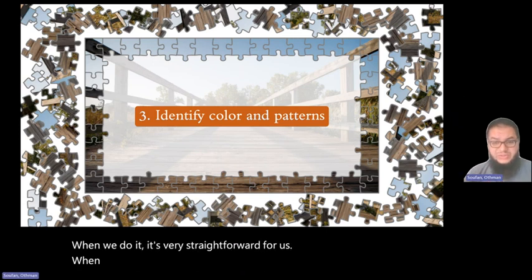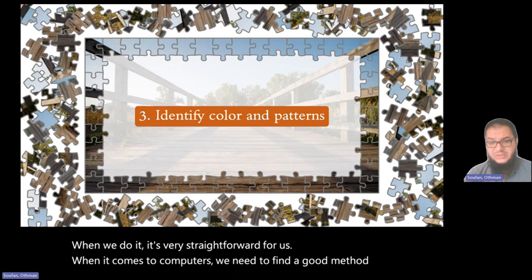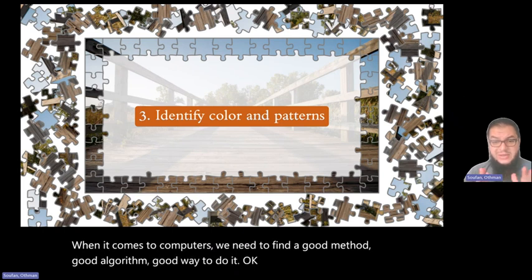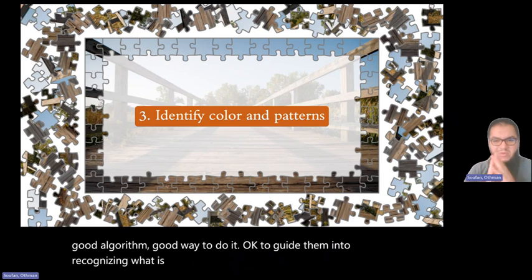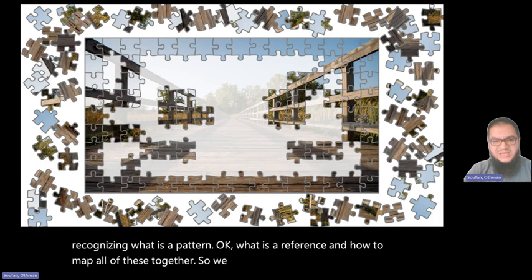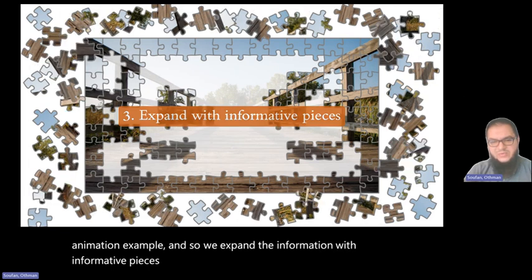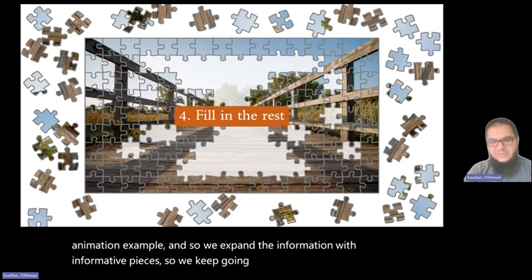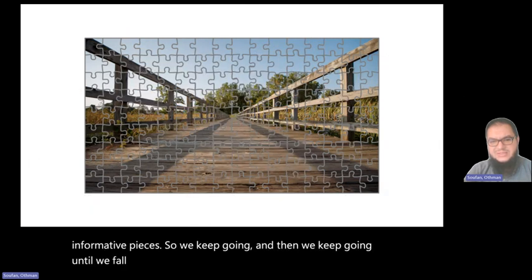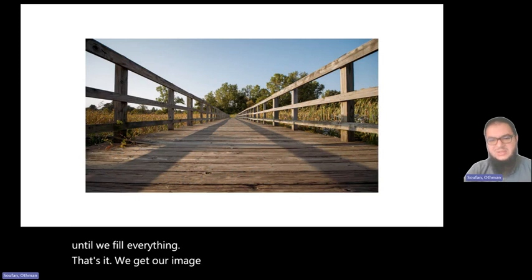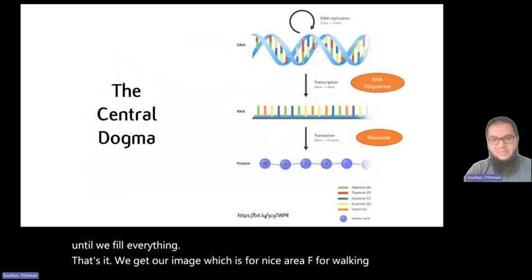When it comes to computers, we need to find a good method, a good algorithm, a good way to guide them into recognizing what is a pattern, or what is a reference, and how to map all of these together. So we keep going with this nice animation example, and we expand with informative pieces until we fill everything, and that's it. We get our image, which is a nice area for walking in some place.